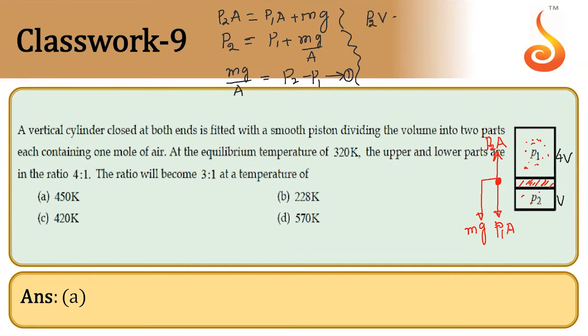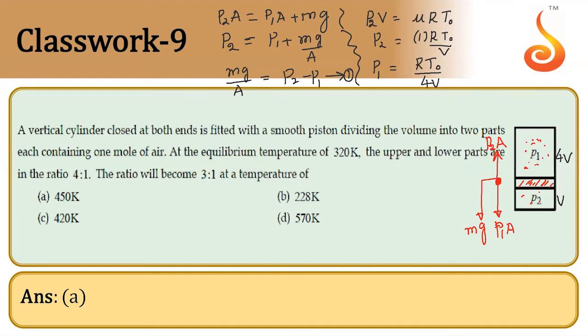So if I apply the ideal gas equation separately for the lower part and upper part, for the lower part P2V is equal to mu RT naught. Initial temperature is T naught. Say that T naught equals 320 Kelvin. Now number of moles is equal to 1. So P2 is equal to 1 R T naught divided by V. Similarly, if you apply the ideal gas equation for the upper part, P1 is equal to R T naught divided by 4V. Am I correct, children?